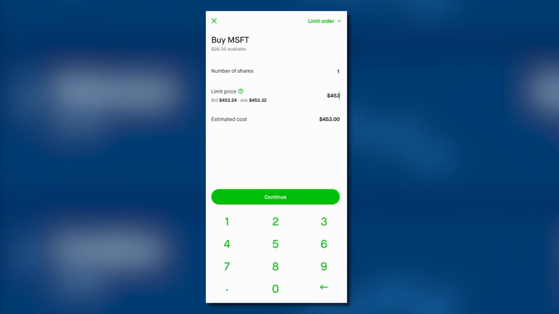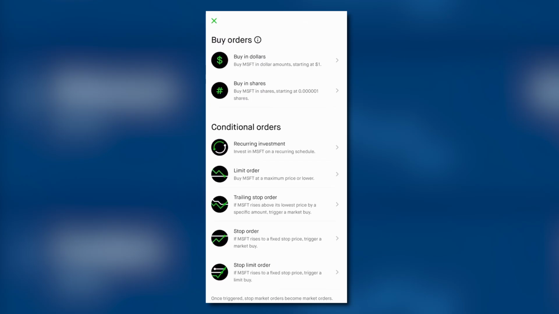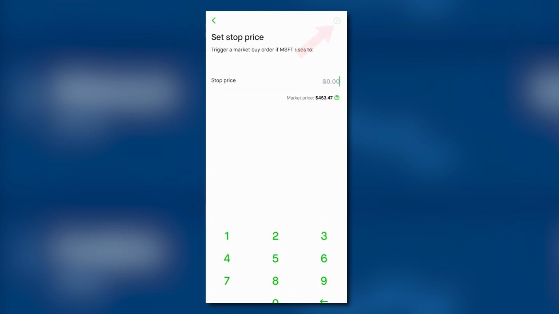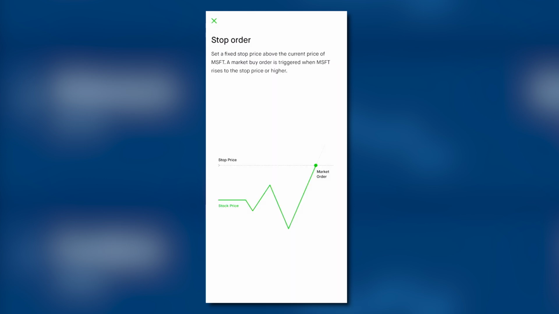Let's dive in. If you tap the information button in the top right corner, you'll see how a stop order works. Essentially, a buy stop order will place a market order if the stock rises above a certain price. A sell stop order will trigger a market order if the stock falls below a certain price. Once the stop price is reached, the order executes immediately at the market price.